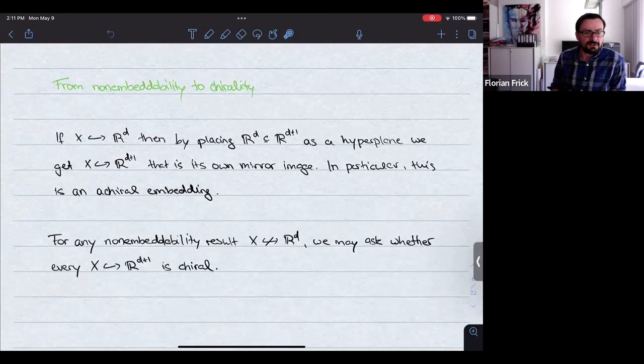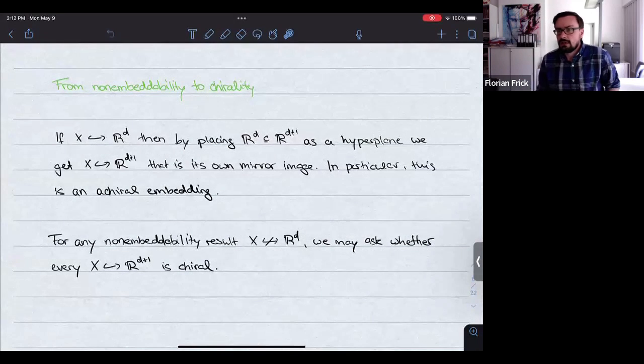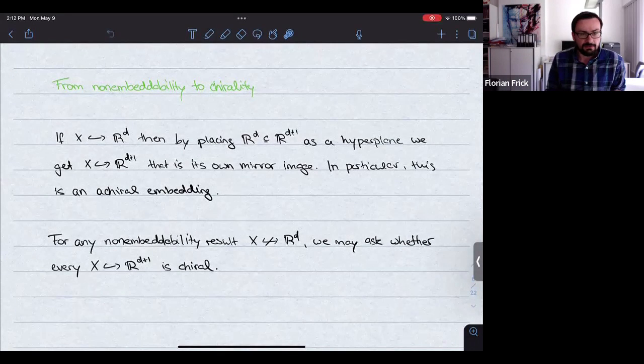Okay, so this is titled From Non-Embeddability to Chirality. That's what I want to do, because observe the following. If X is embedded into R^d, then you can think of R^d as a hyperplane in R^(d+1), right? And then it's its own mirror image, because if you take this hyperplane to reflect in it, nothing happens, everything is fixed. So if you embed X into R^d, then this gives you an embedding into R^(d+1) that is not chiral, because it's contained in a hyperplane.